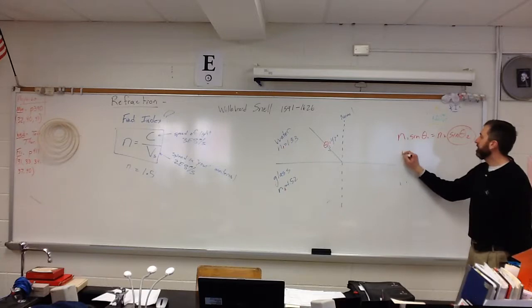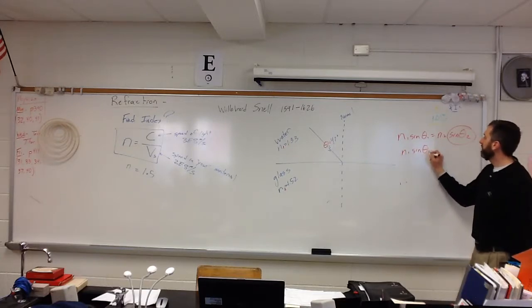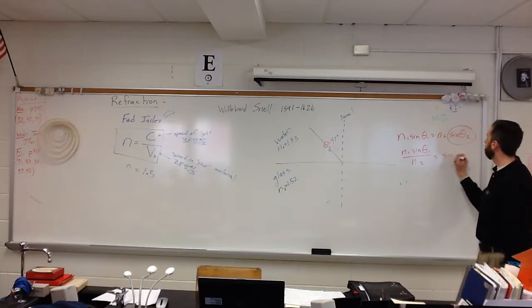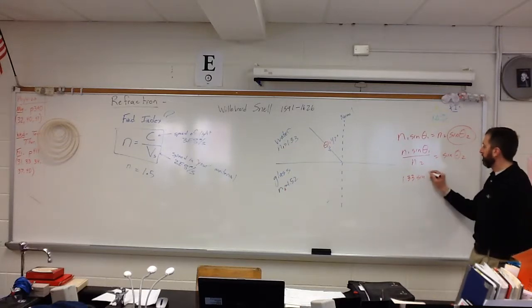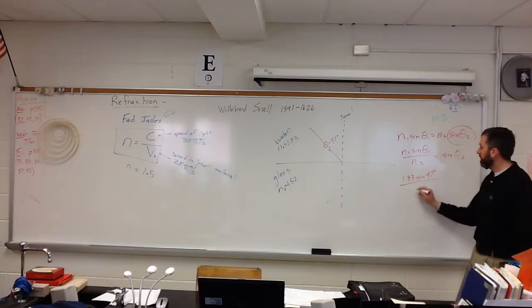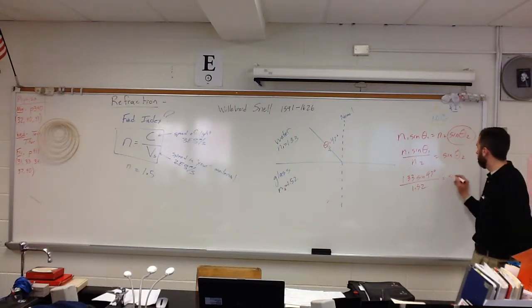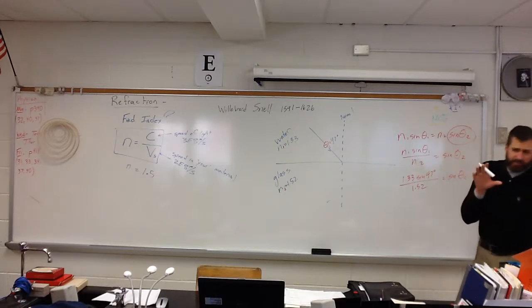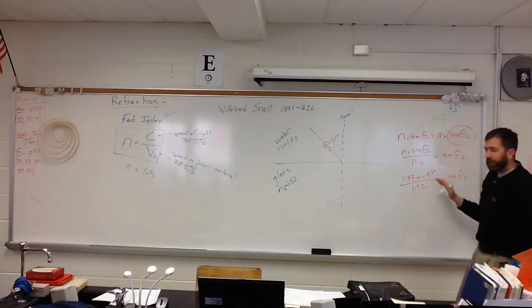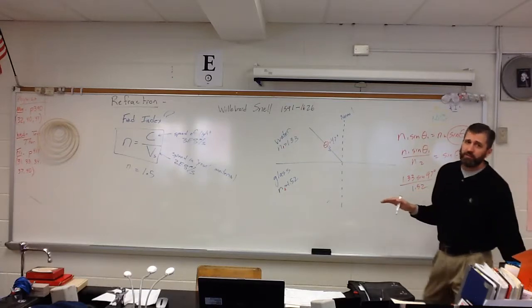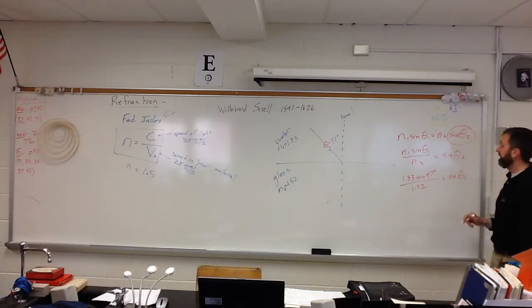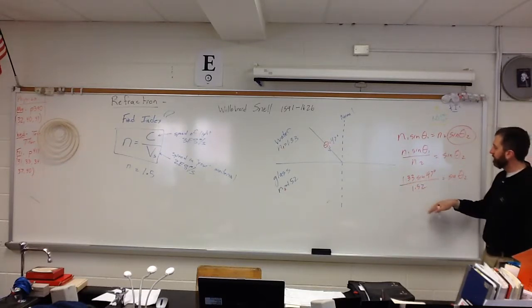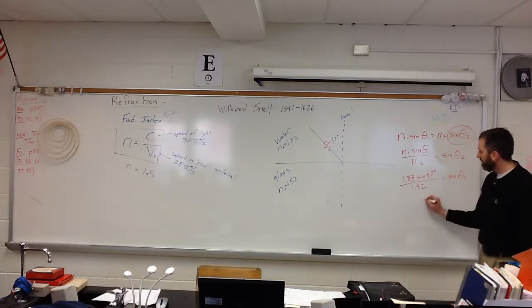So let me divide the n2 to the other side. I always like to rearrange before I do anything else. Alright, n1. Plug in our numbers. 1.33, sine of 47 degrees, n2, 1.52. Now, by the way, just a reminder on your calculator, you have to be in degrees, and most TI calculators default to radians, so make sure you are in degrees before you start this, or you will not get the correct answer. So you do the sine of 47 degrees times 1.33 divided by 1.52, and what does that give you?